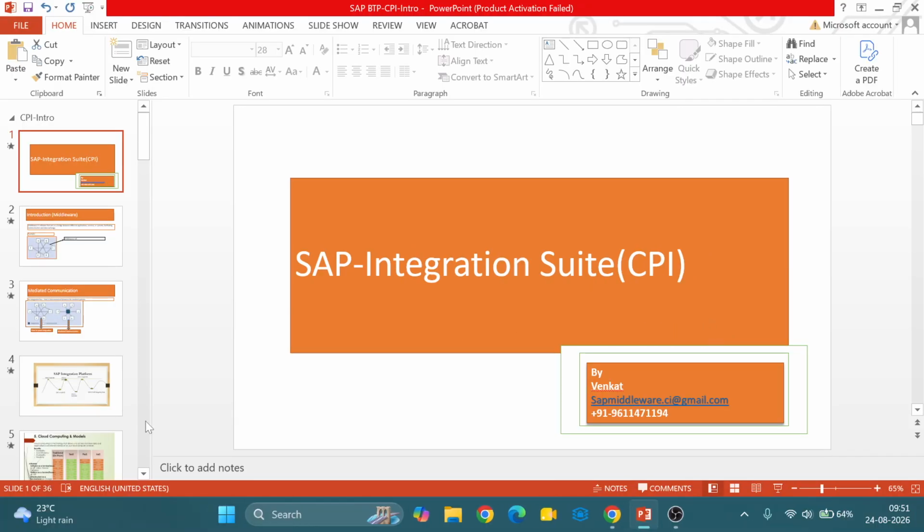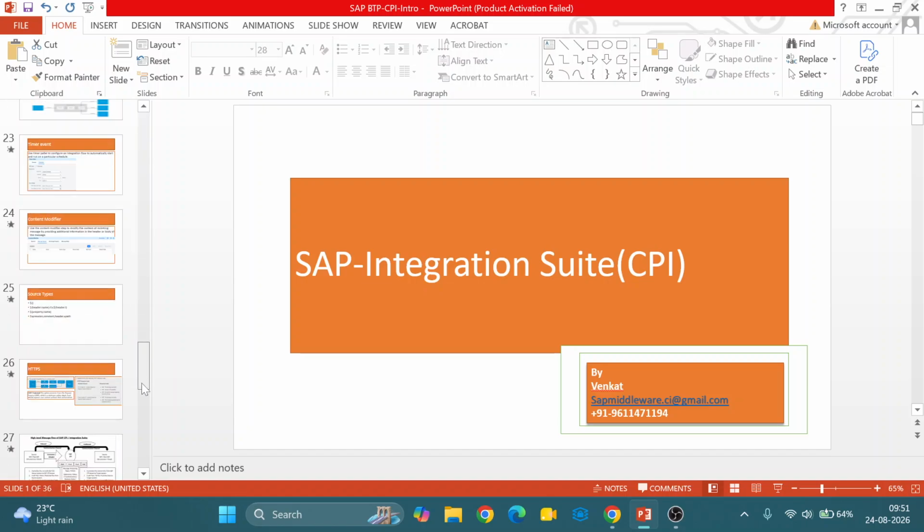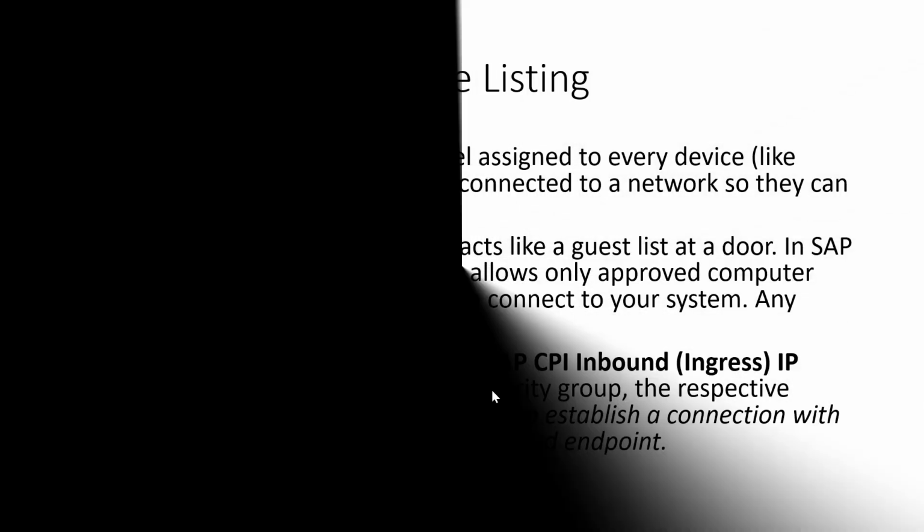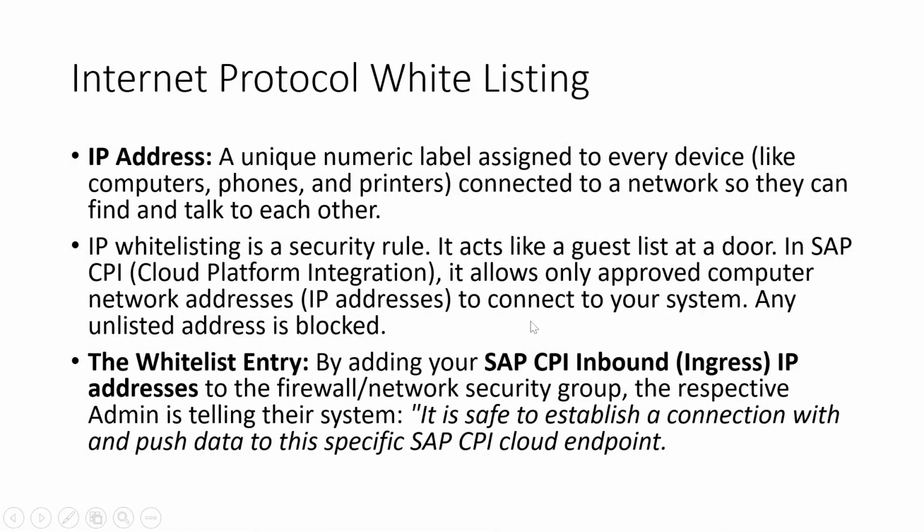Okay, so now let me take you to the screen where we have this. What is IP? In simple terms we call it an IP address, but what is the full form of IP? It is Internet Protocol. And what is it all about? An IP address is a unique number assigned to every device, like our computers, phones, printers, everything connected to a network.